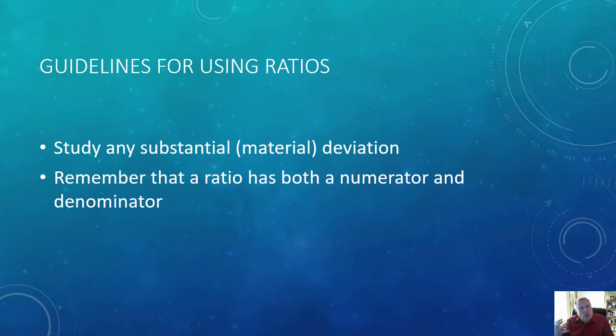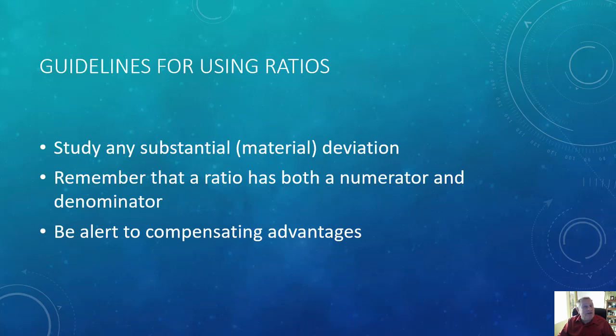Always remember that a ratio has both a numerator and denominator. Okay? So a ratio is an outcome of two numbers. Things could be happening in the numerator component and not the denominator. We need to look at both of them. We need to look at compensating advantages. How are they tied together? We need to look at ratios within context and not look at them just as an individual ratio. And this is the first time that we need to look at ratios within context of the firm and the industry in which they do business.